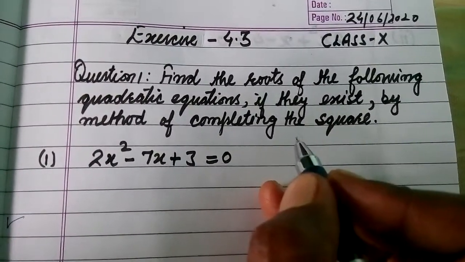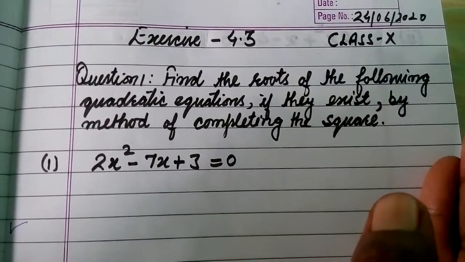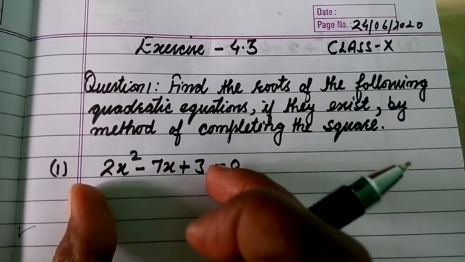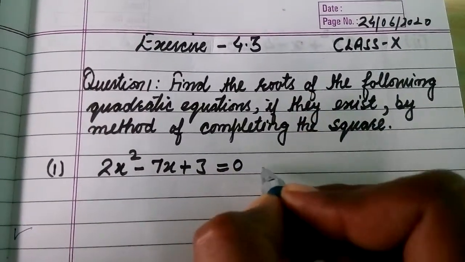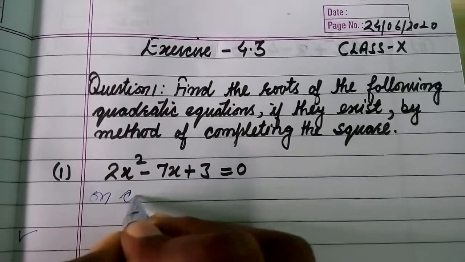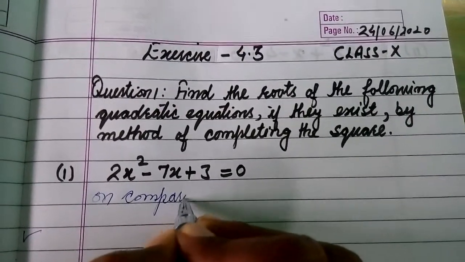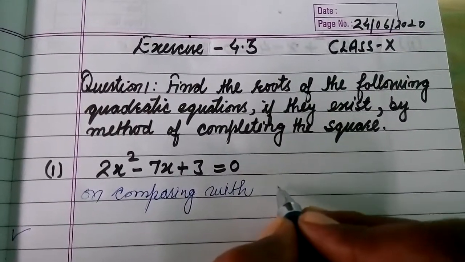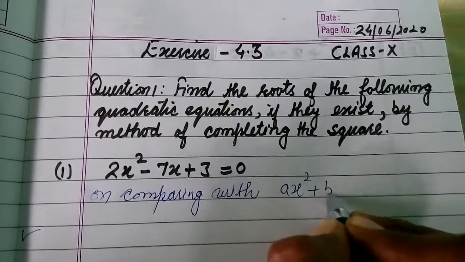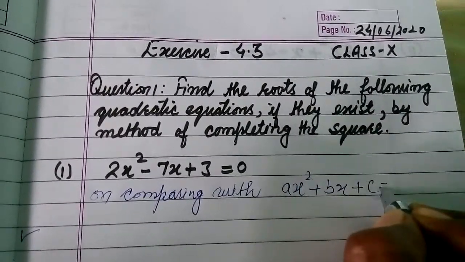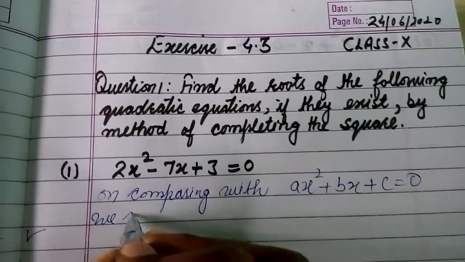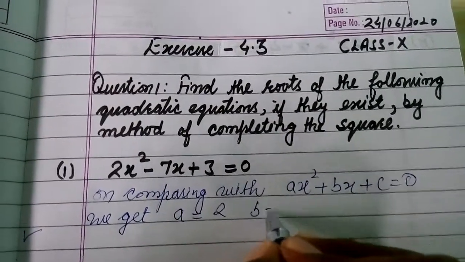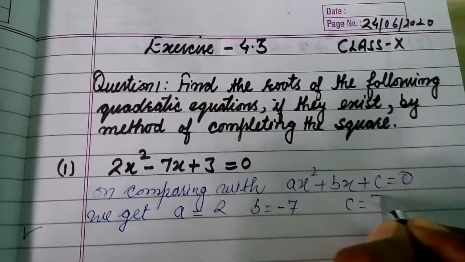This can be done with the help of the discriminant. And how do we find the discriminant? Let us start. You can see that this is a quadratic equation, and when we compare it with the general form of a quadratic equation, that is ax square plus bx plus c is equal to 0, we get the value of a. Here you can see that a is 2, b is equal to -7, and c is equal to 3, right?